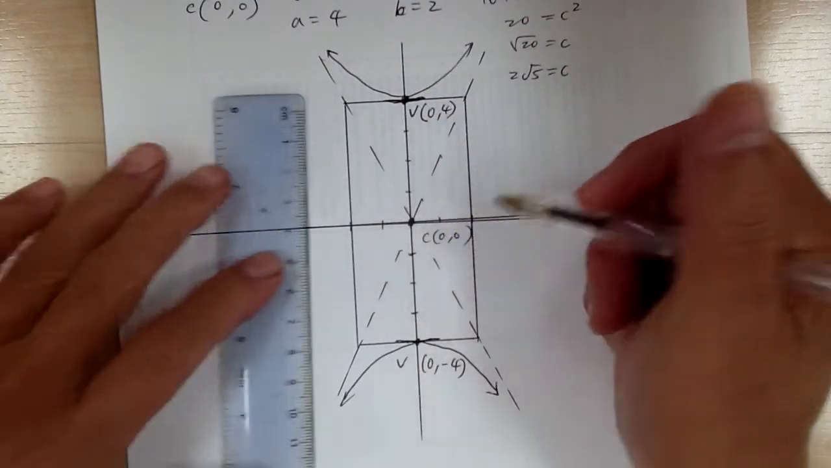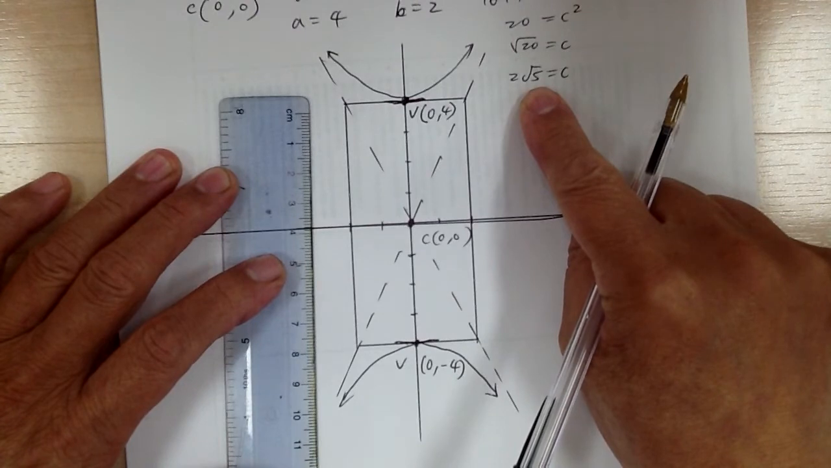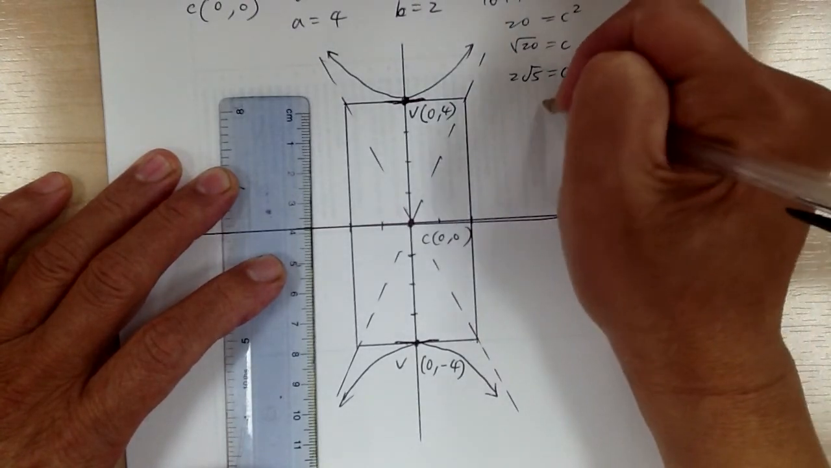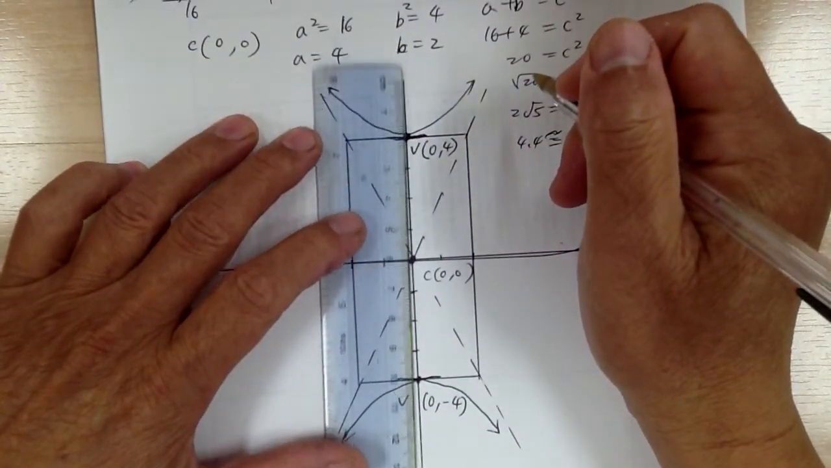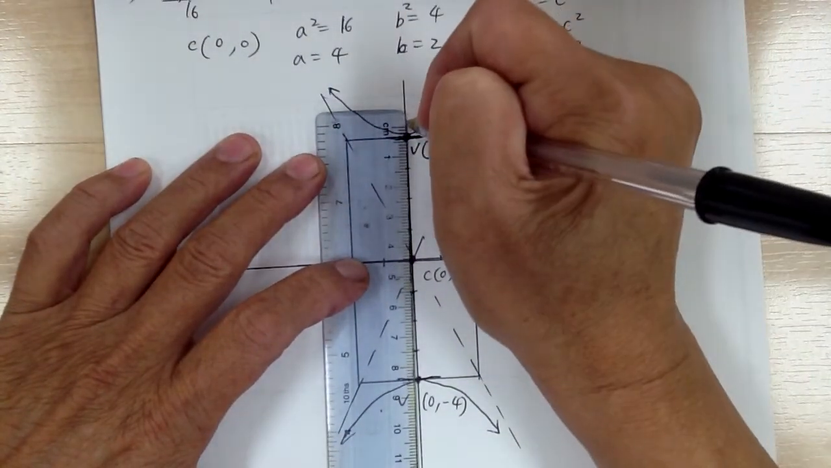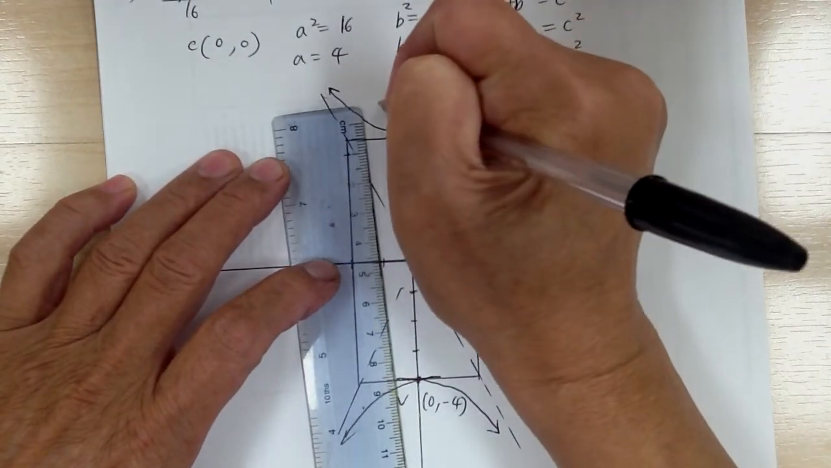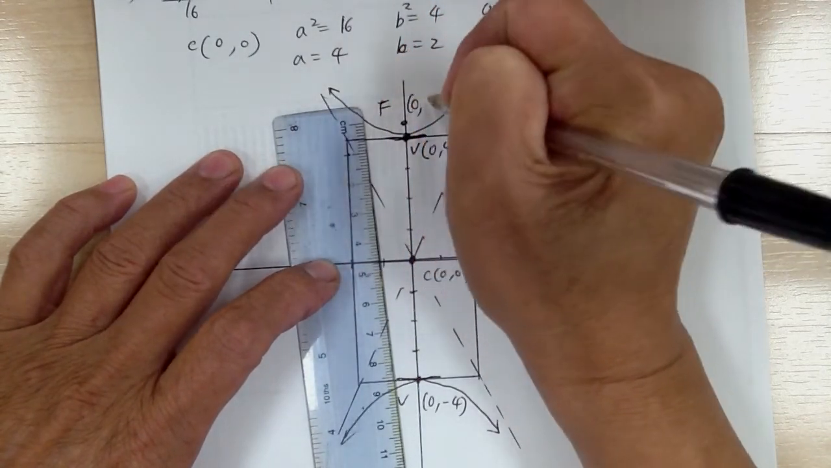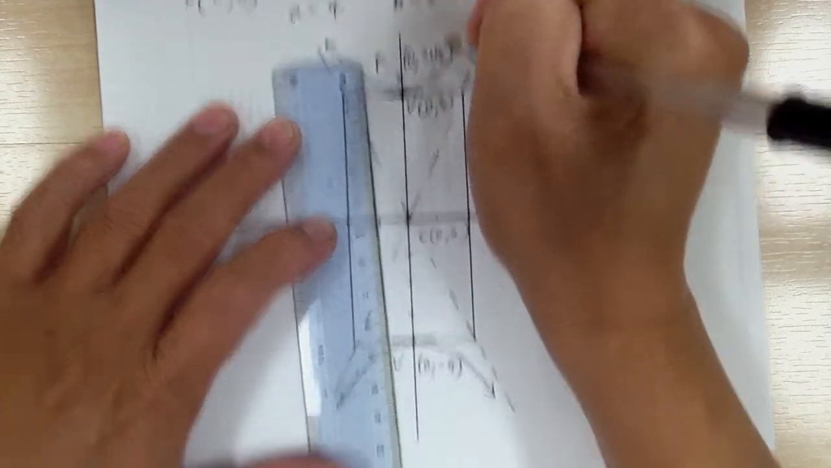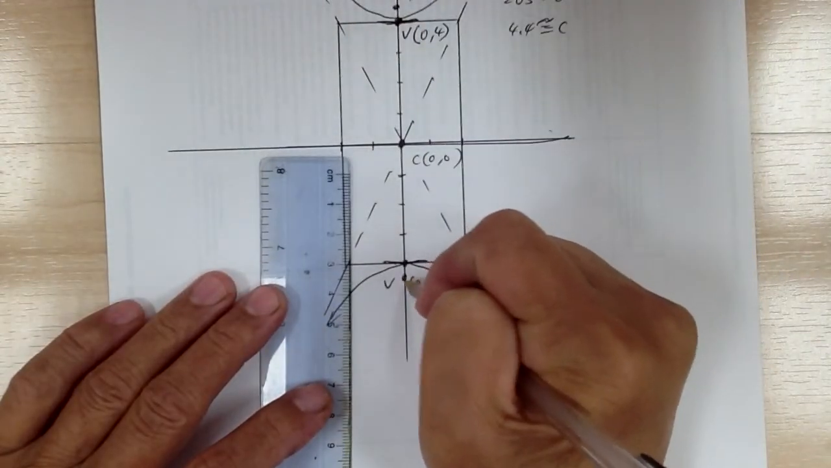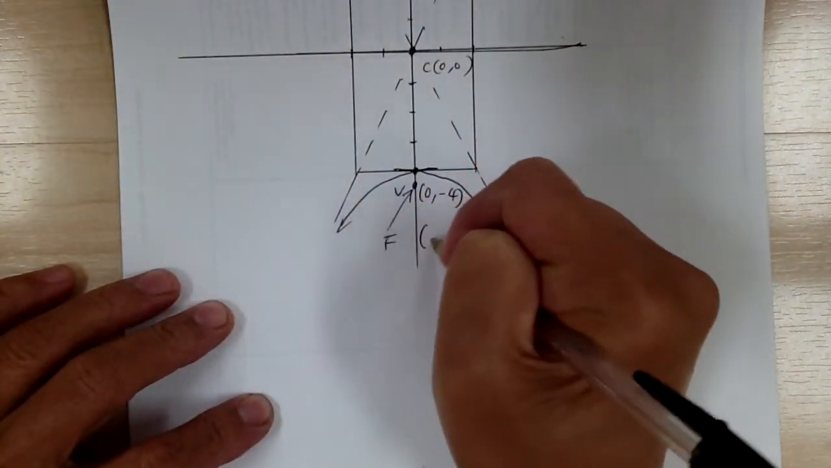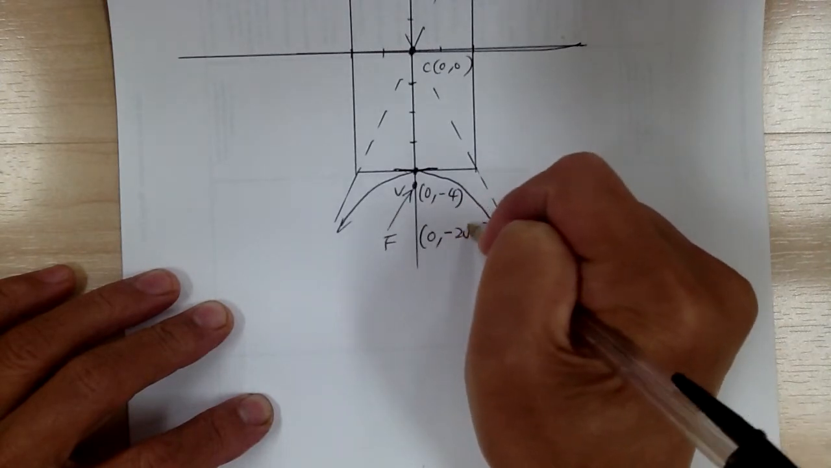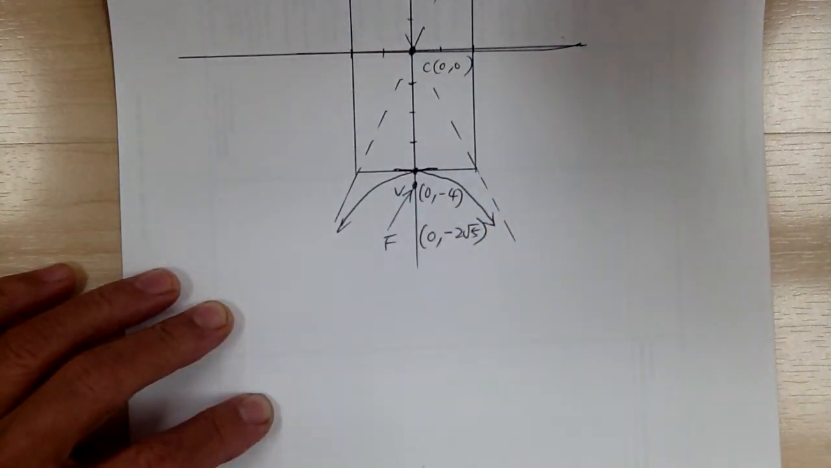So find the foci. So 2 square root of 5 is about 4.4. So about 4.4. So the focus over here would be 0, comma 2 square root of 5. And this one down here, so the focus would be at 0, comma negative 2 square root of 5. Okay, so have that.